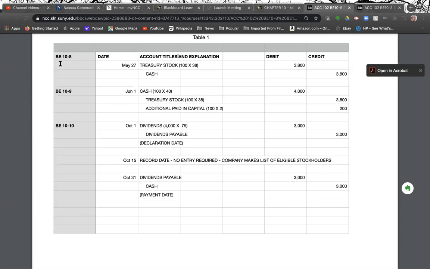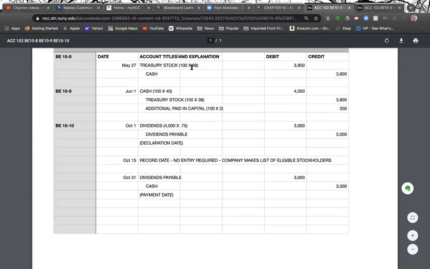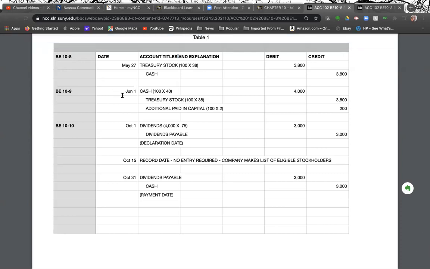Refer to the situation described in brief exercise 8. Record the transaction if California Surf resells the 100 shares of treasury stock at 40. So they bought it at 38 and they're reselling it at 40. Debit cash 100 times 40 is 4,000. Credit treasury stock at the cost of 38, 100 times 38, 3,800. And now you've got a $200 extra credit, right? That goes to additional paid in capital. You can calculate the amount. It's 100 times 2. Right, so that's treasury stock.